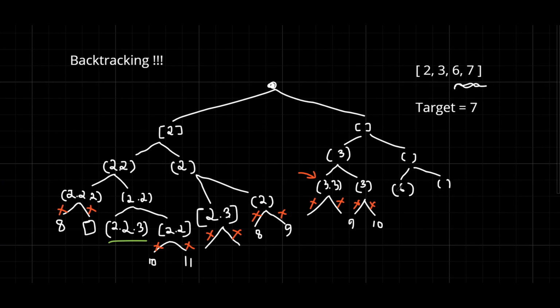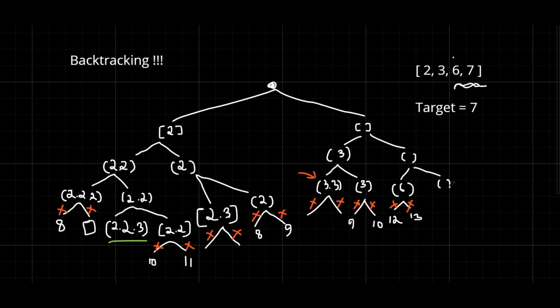Now, from this 6, we have 2 choices. Either I can take one more 6 or I can take 7. But by taking one more 6, our summation will become 12 because 6 plus 6 is equal to 12. And by taking the 7, our summation will become 6 plus 7 is 13. So both of them are prohibited because both of them are exceeding our target. So we cannot take anything from here.